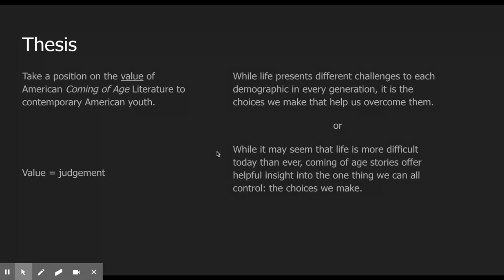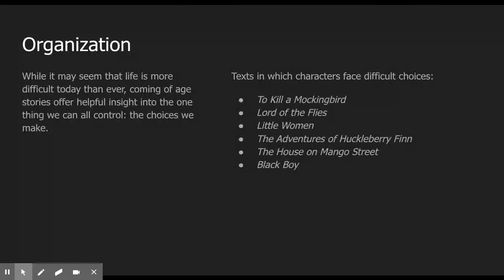And here's another option. While it may seem that life is more difficult today than ever, remember, I've got to speak to today's youth. Coming of age stories offer helpful insight. There's my evaluation. There's my value judgment. Helpful insight into the one thing we can all control: the choices we make. I like this one better as a central claim, so I'm going to open with that. Now, there are 2 different approaches I can use to organize my synthesis. And we're going to look at each of those next.